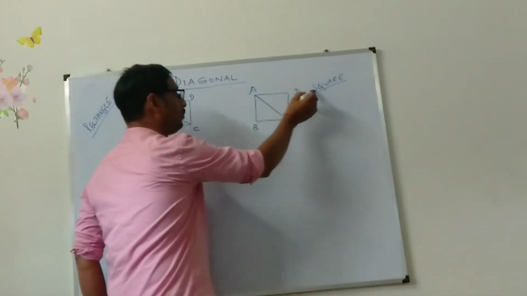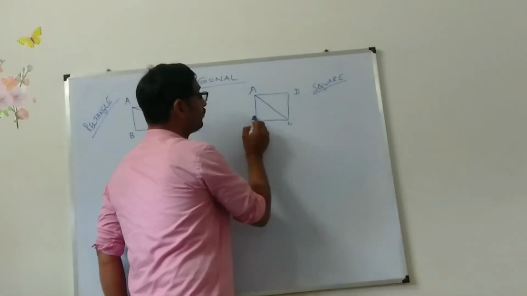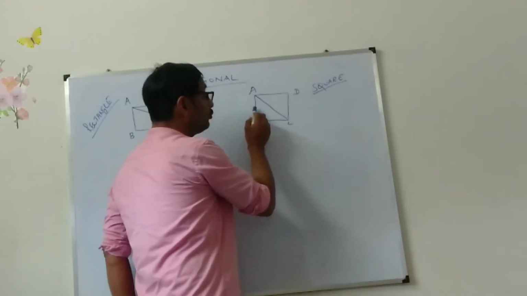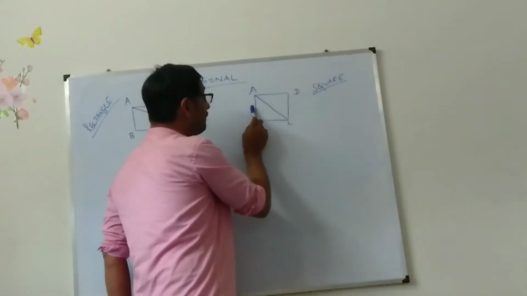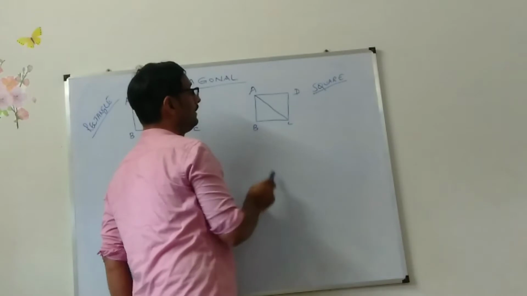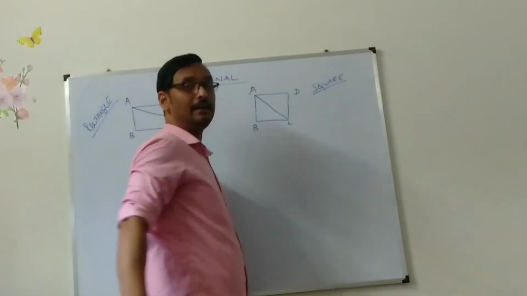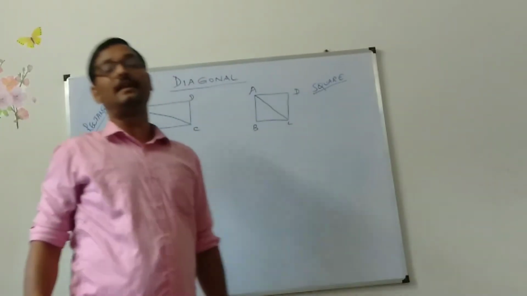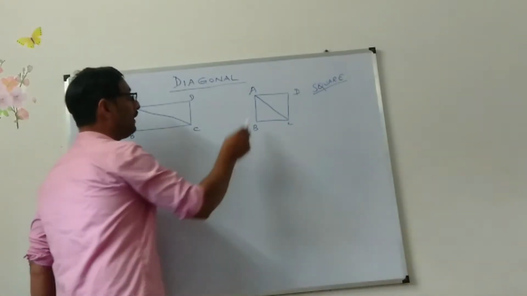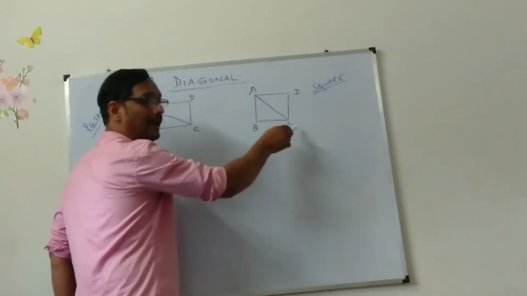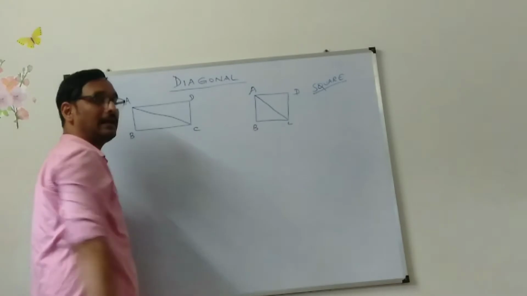And a square is a quadrilateral whose all sides are equal, opposite sides are parallel, all angles are 90 degrees, and diagonals bisect each other at 90 degrees. So I need to find out the length of the diagonal.